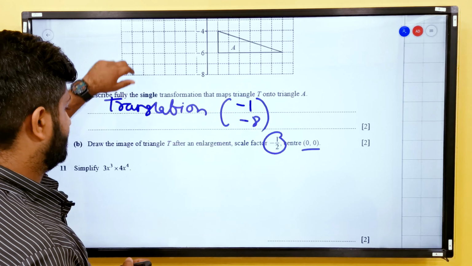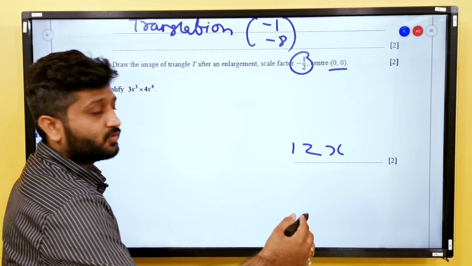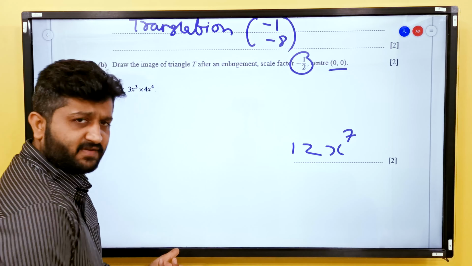Next, simplify 3x cube times 4x power 4. Okay, 4 threes are 12, and as you know, when the bases are the same, powers get added. So x power 3 plus 4, which is 7.